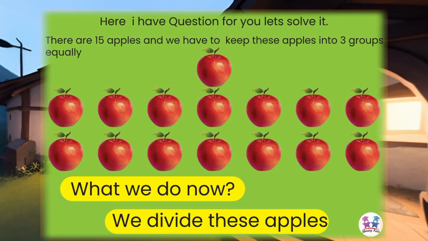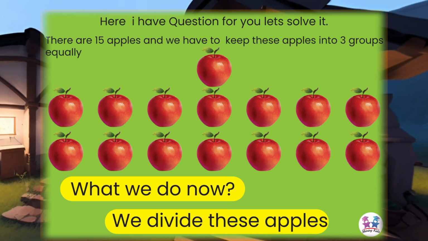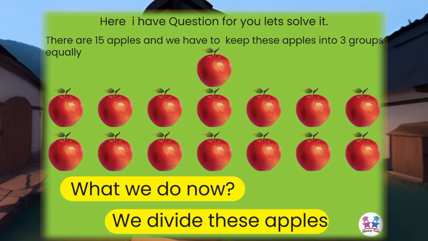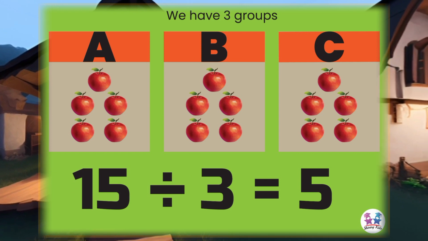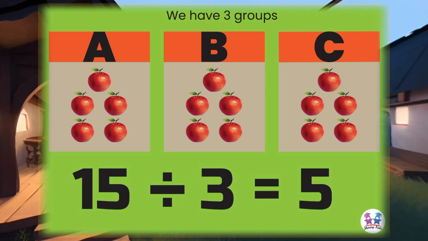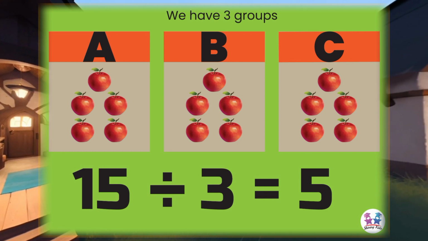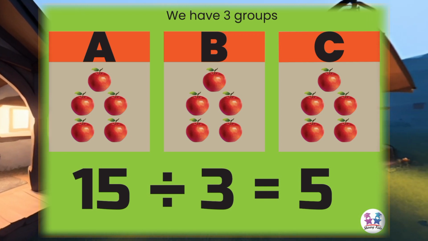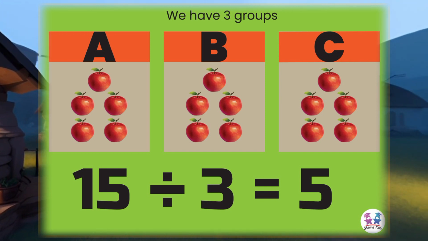Now here I have a question for you. Let's solve it. There are 15 apples and we have to keep these apples in 3 groups equally. What do we do now? Yes, we divide these apples. So we have 3 groups A, B and C. The total number of apples is 15. 15 divided by 3 is equal to 5. So 5 apples are distributed in each group, or each group has 5 apples.